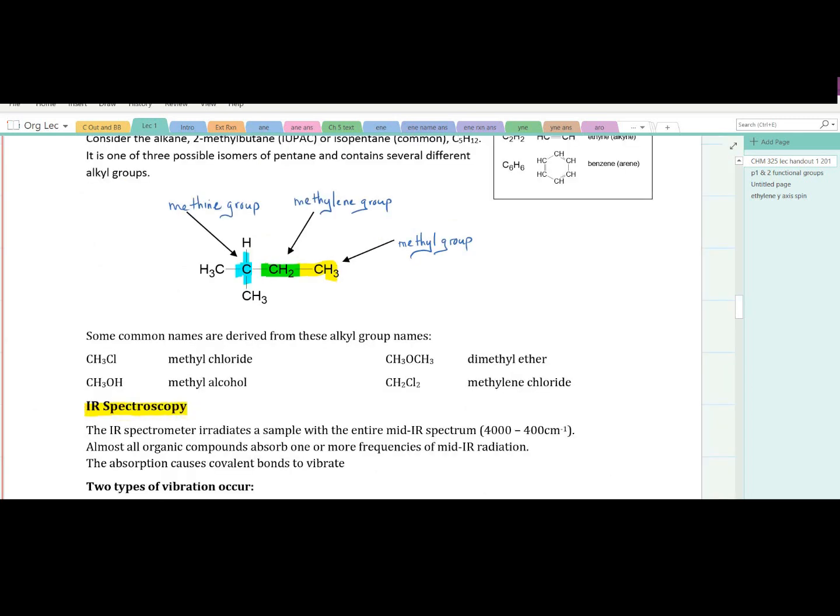Most IR spectrometers are designed to work in the mid-IR range. Near IR and far IR spectrometers are less common. They do have important specific applications, but they're relatively narrow in their scope. The mid-IR spectrometer gives the most information about a broad range of organic molecules, and so that's what we're going to look at. An IR spectrometer irradiates a sample with the entire mid-IR spectrum from 4,000 to 400 wave numbers, and almost all organic compounds absorb one or more frequencies in the mid-IR range.